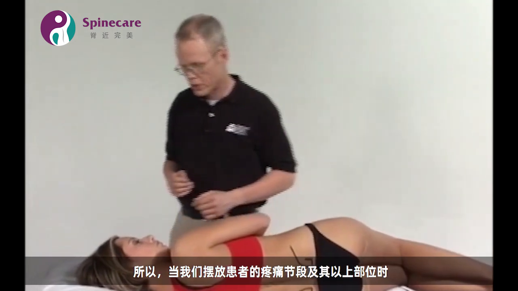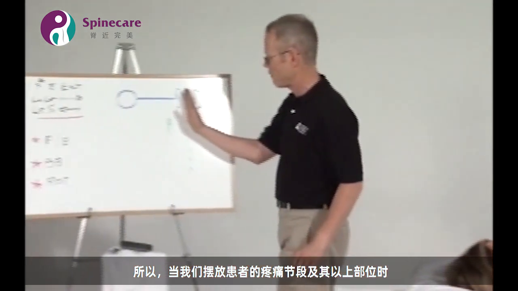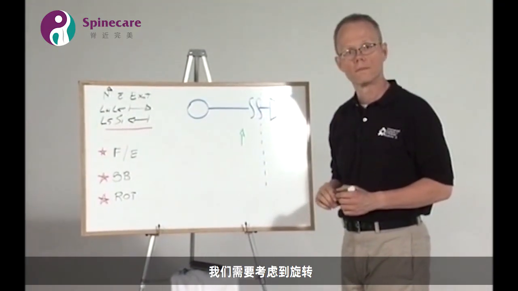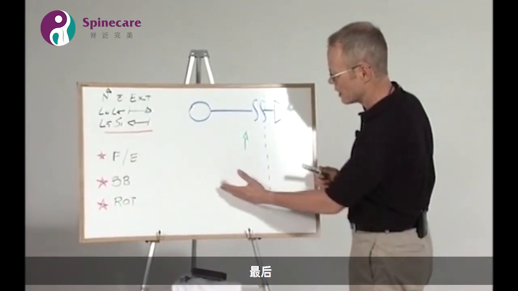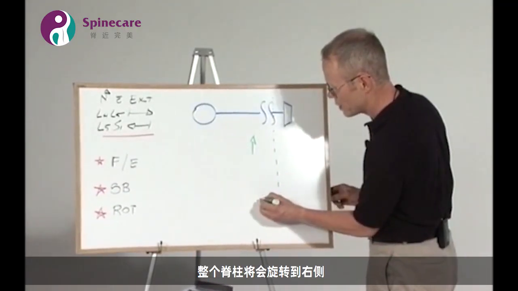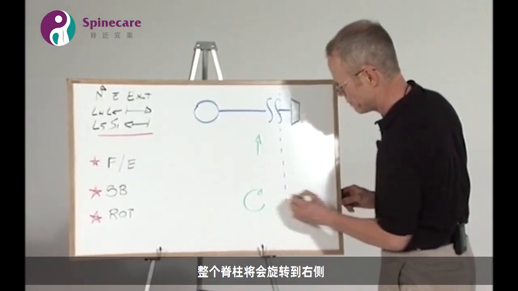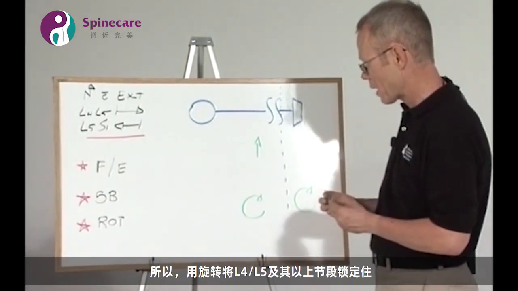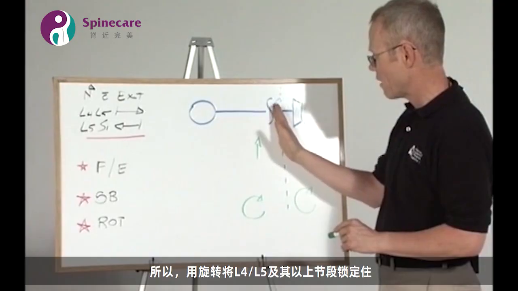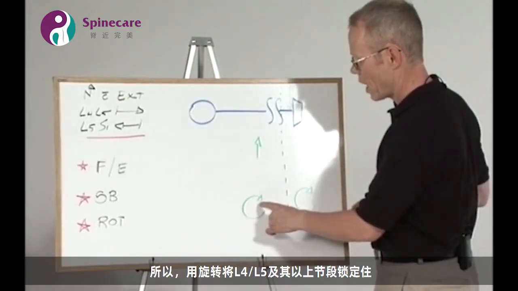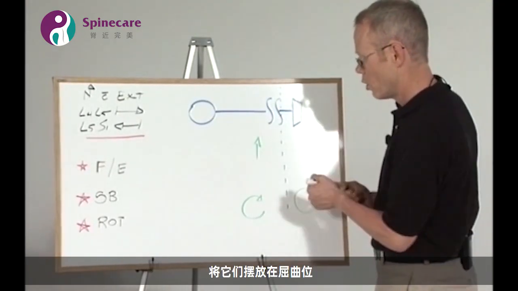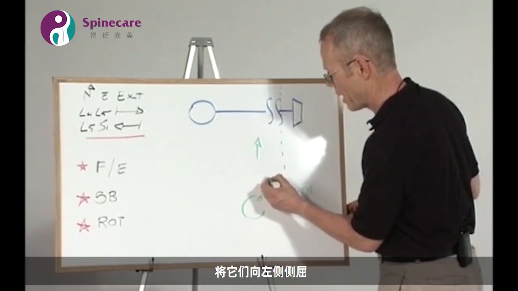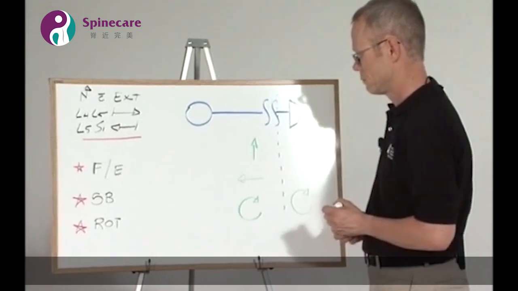So, when prepositioning the patient's painful segment and above, we need to take that rotation into consideration. Ultimately, the entire spine will be rotated to the right. So, to lock L4, 5 and segments above with an ultimate right rotation, we're going to want, in a flexed position, we're going to want a left side bending.